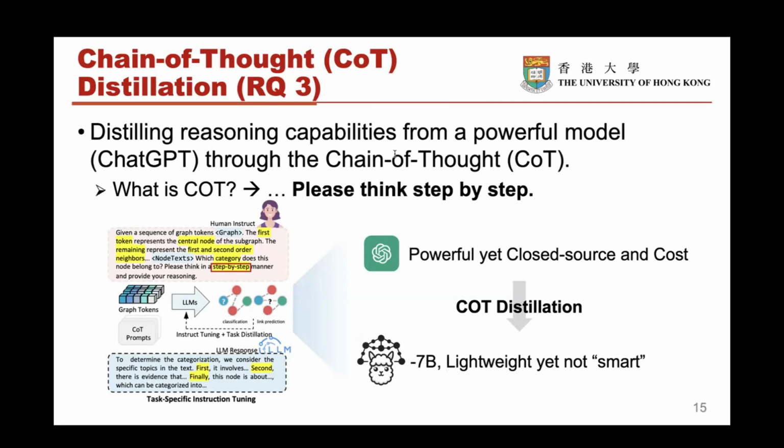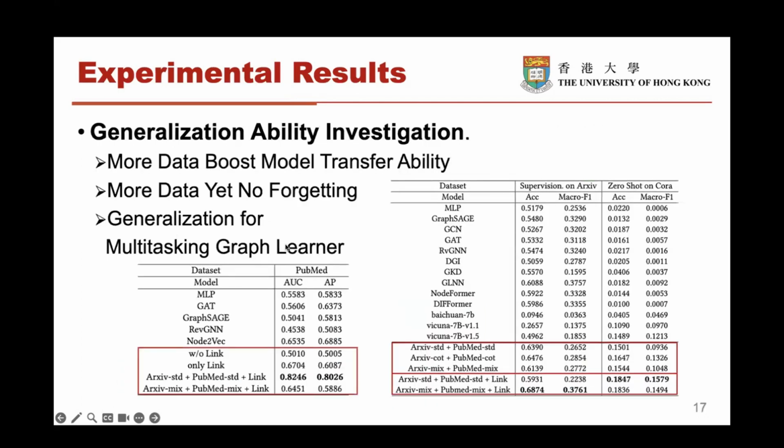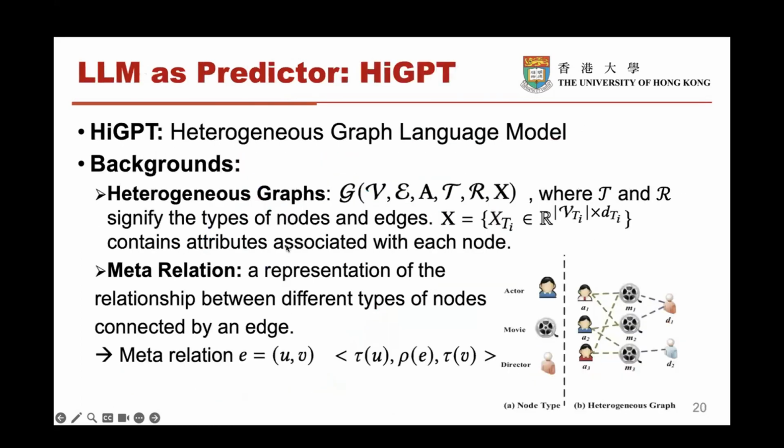And also in HiGPT, you need to align not only the text sequence and the subgraph sequence, but also their category sequence. If the size is very small, then how can you make sure the LLM understands the latent space, the latent representation of the knowledge graph? Yeah.